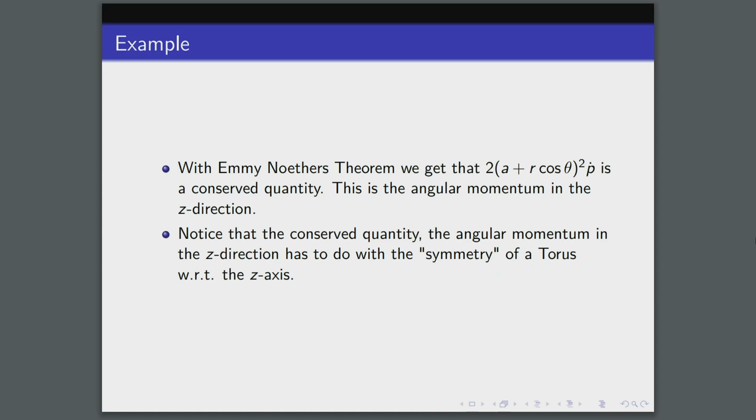And you can notice that the conserved quantity that we get from Noether's theorem is in direct relation with the symmetry of the torus with respect to the z-axis, because the torus looks the same if we go around the z-axis. And in this sense, the conserved quantity also has to do with the symmetry of the torus itself.